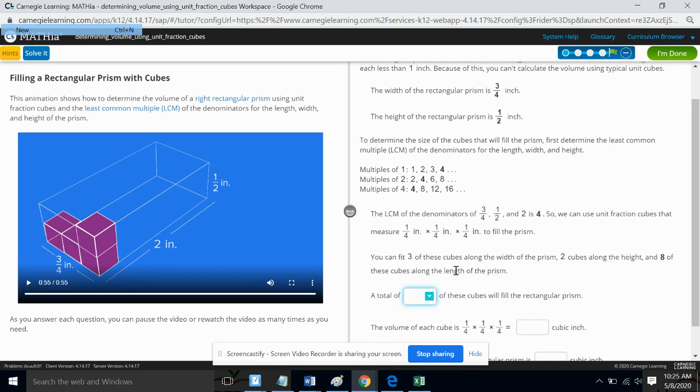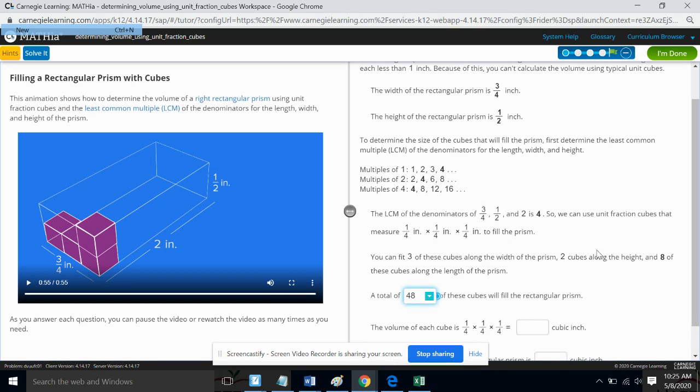All right, so we're going to find the total number of cubes by multiplying how many we put along this side. Our width, that's 3. By our length is 8. By our height, that would be 2, which you can see right here. So 3 times 8 times 2, you can do it in steps, brings you to 48.